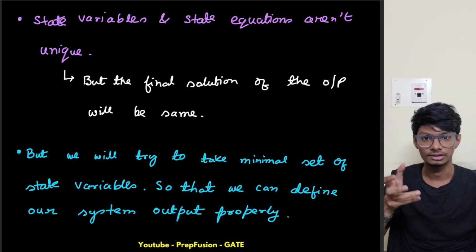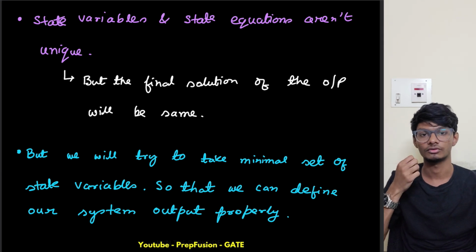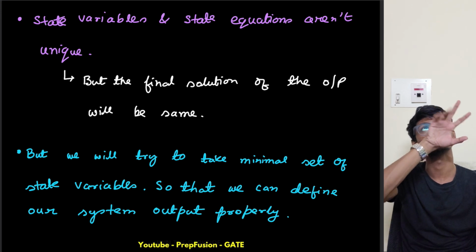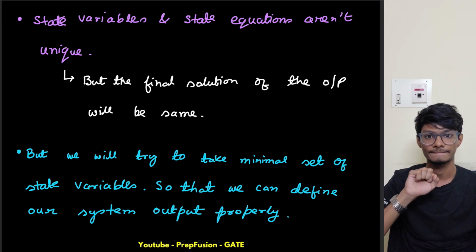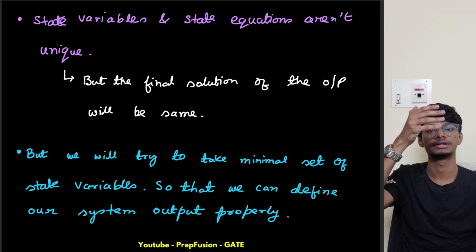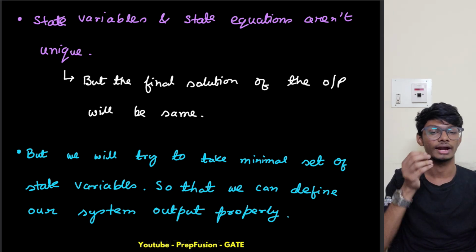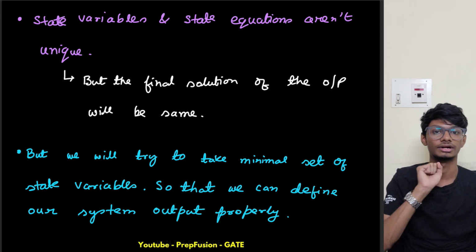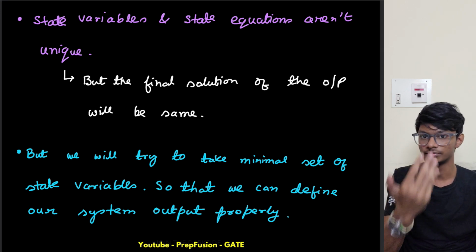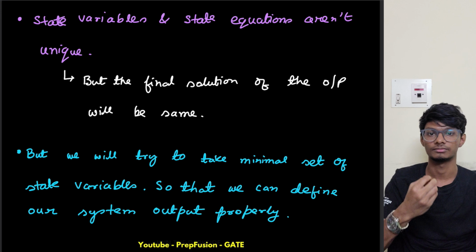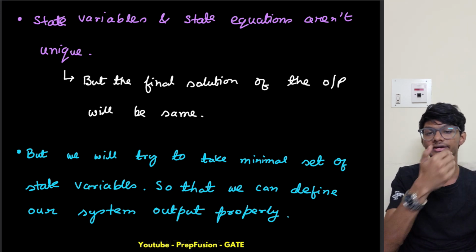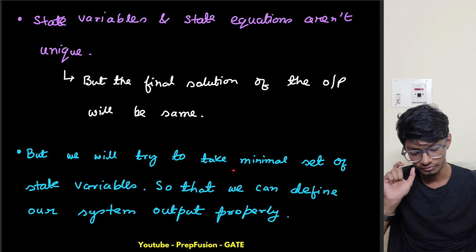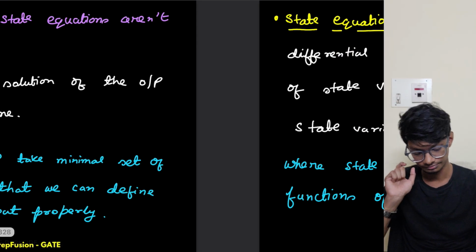For example, for this fan, if I only take the flux and don't take any other parameters which can define the rotation speed of this fan, like friction, air drag, all those things, that won't be able to define my output properly. Only taking the flux won't cut it. Then our equations will become wrong, and our output will be wrong. So we have to take the minimal set of state variables.